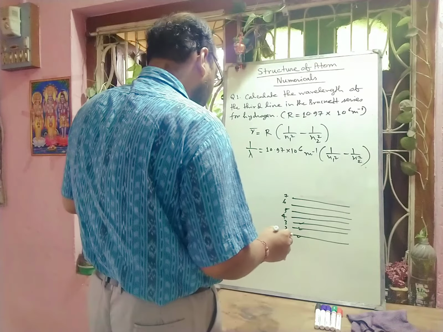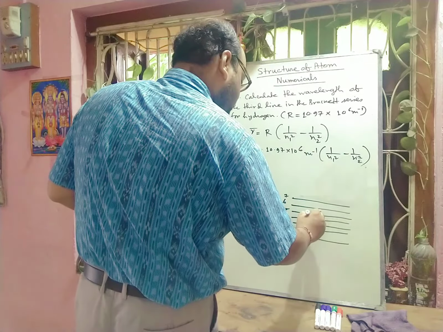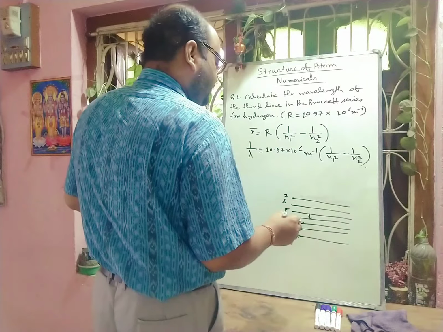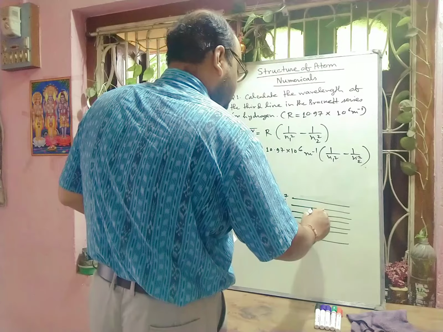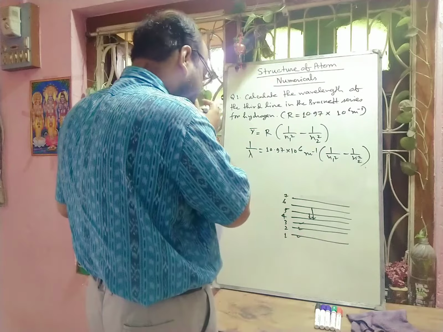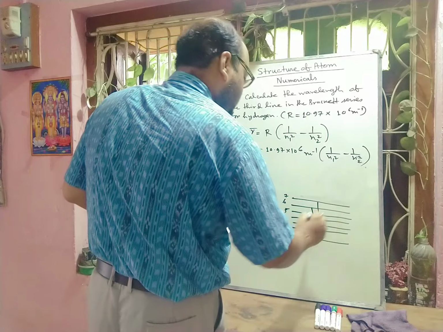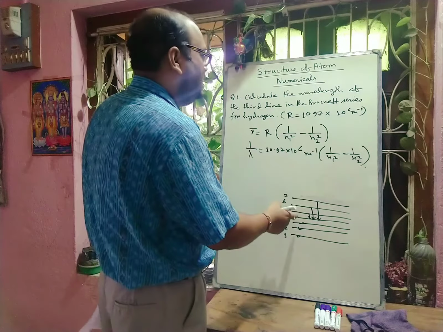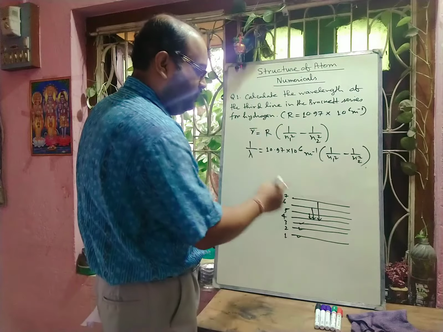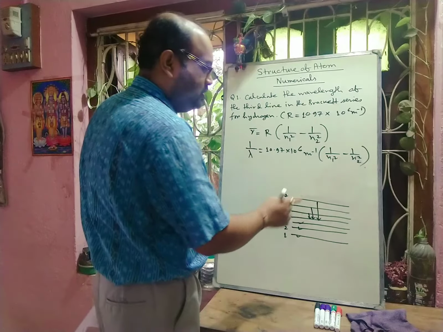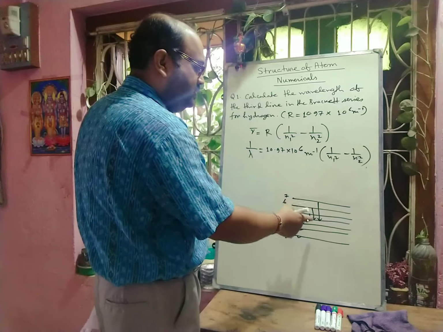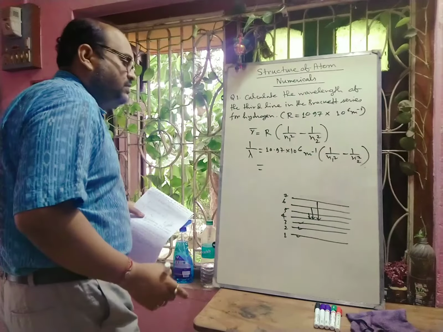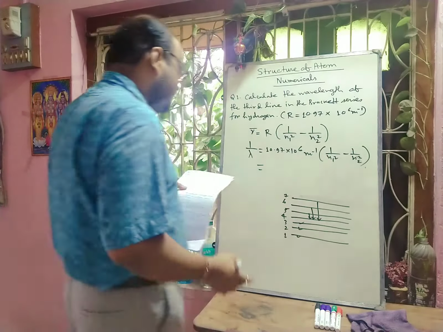First line will be this one, that is transition of 5 to 4 energy level. Second line is this one, and third line will be this one in the Brackett series. So in the Brackett series, the first line is 5 to 4, second line is 6 to 4, and third line is 7 to 4. So what to write here? n1 will be 4, and n2 will be 7.